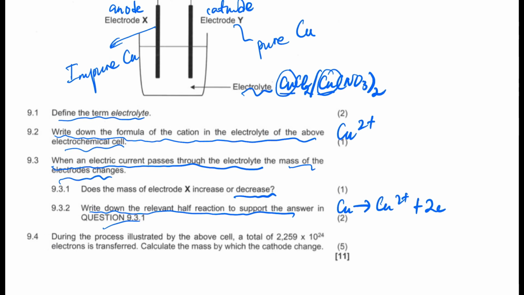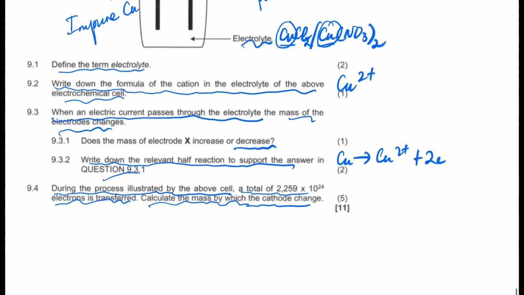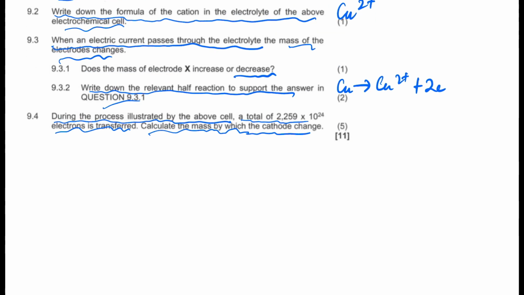Now the last question, it says during the process illustrated above, a total of 2.259 times 10 to the power 24 electrons are transferred. Calculate the mass by which the cathode changes. So we are given the number of electrons. The first thing, they want the mass. The first thing that we're going to do there, we're going to change the number of electrons using the Avogadro. So this is what we have.